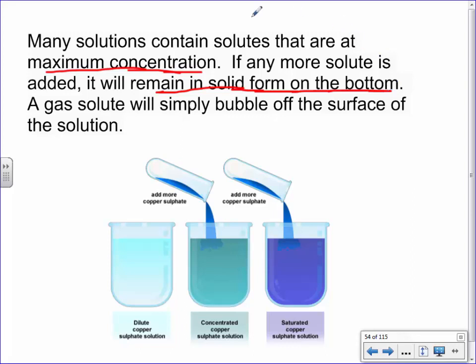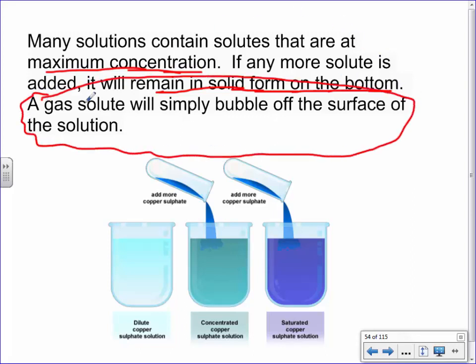Right? So I do want to point this out here. What happens if it's not a solid in liquid, though? What if you have a gas? Well, gases will bubble off the surface of the solution. And this actually happens every time you open a can of pop. You crack a can of pop. What you have inside there is a pressurized solution. What's the solute? Carbon dioxide, yeah.